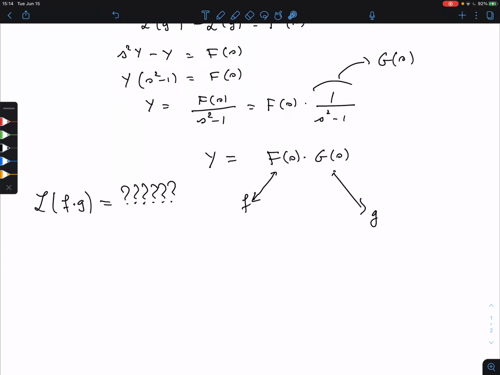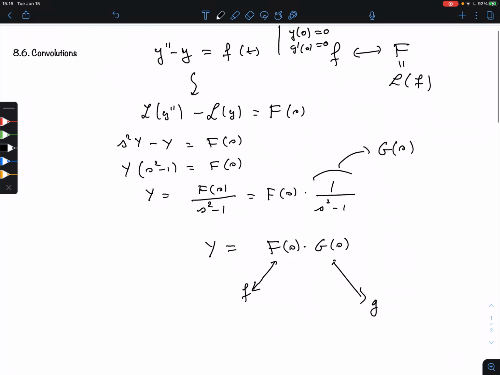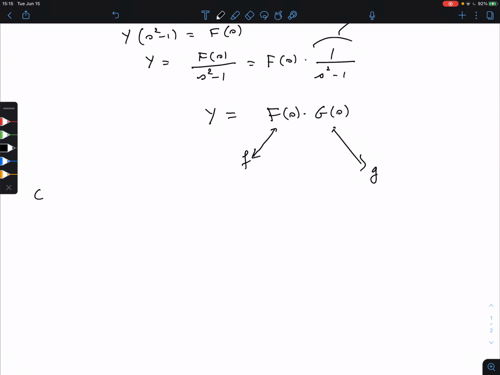So where does this come from? This is now the motivation of a new product, really. We're going to define a new product. So convolution is actually a product. The convolution product of two functions f and g. So f and g are functions, let's say in t, defined on a domain, continuous or piecewise continuous, etc., but we kind of ignore all the constraints.